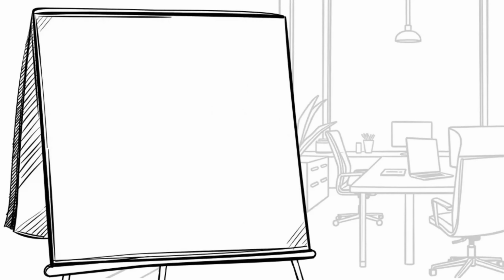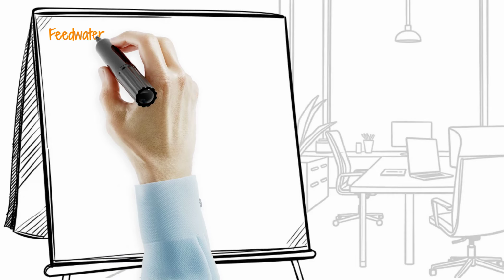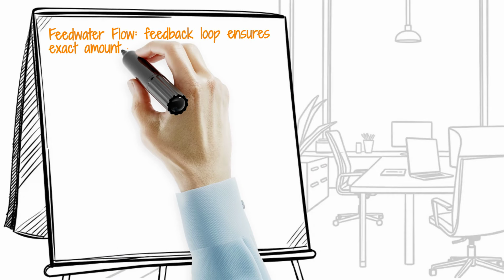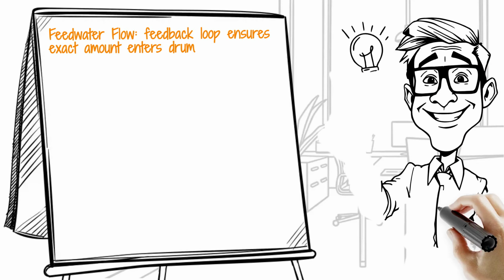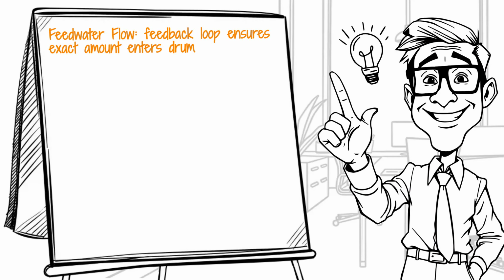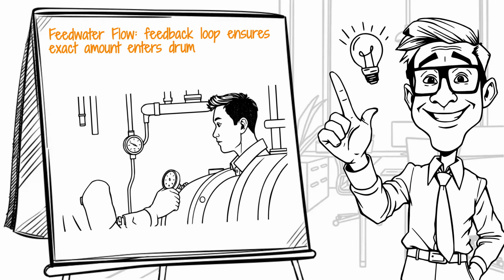The third element is the feedwater flow measurement. This acts as a feedback loop, confirming that the requested amount of water is actually flowing into the drum. It ensures the flow matches the required rate, compensating for any pressure variations in the feedwater line that might affect flow.